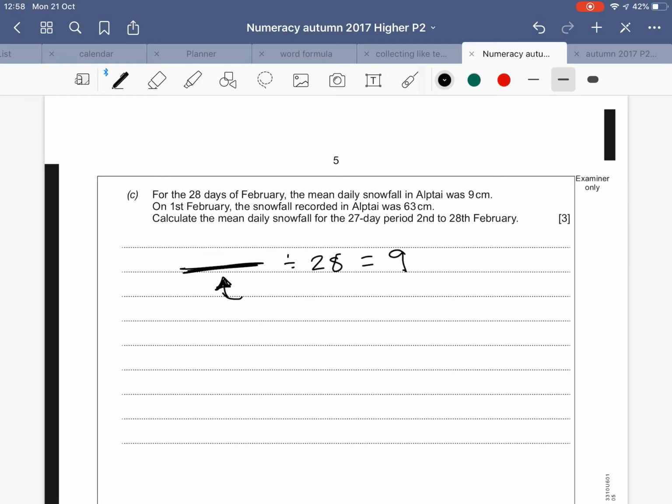So to find out this number, we're going to do 28 times 9 to get 252. We don't want the 63 centimetres anymore. We only want 27 days. So 189, but we want to split that into the 27 days, not the 28, and we get 7.